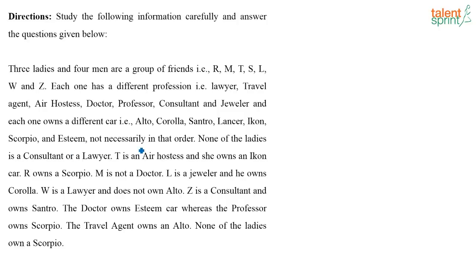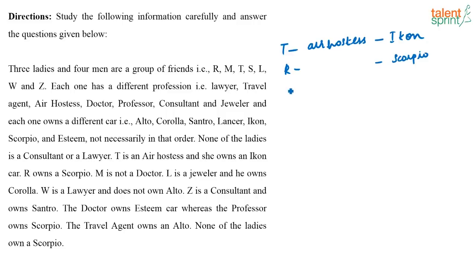Okay, I'm going to start. So this is what they have given. None of the ladies are a consultant or a lawyer. T is an air hostess. In the meantime, if you have not solved it, you can please solve it. I'm just starting it slow. T is an air hostess. She owns an Icon. R owns a Scorpio. So I don't know what R's profession is.